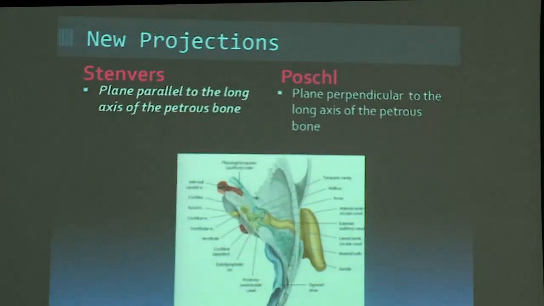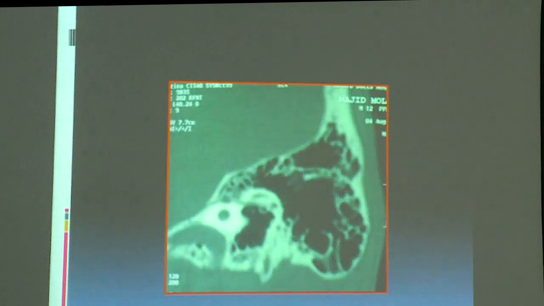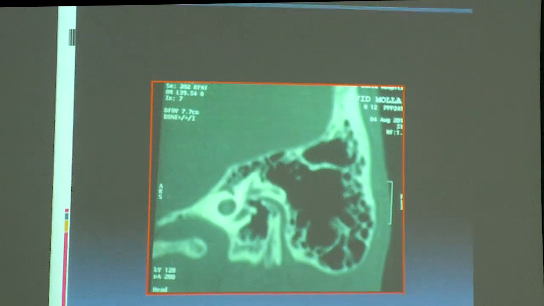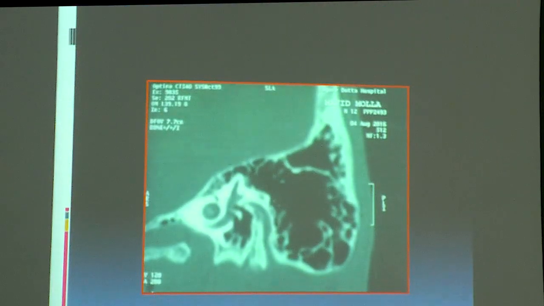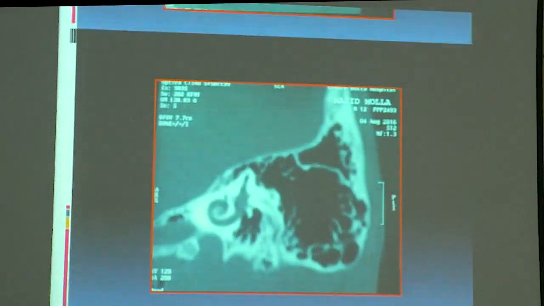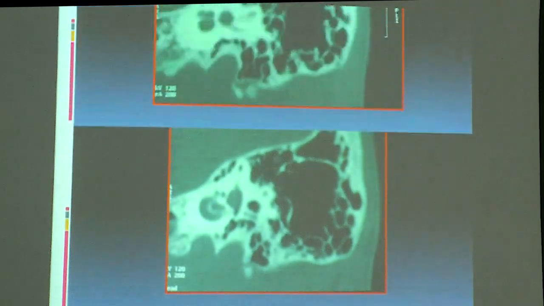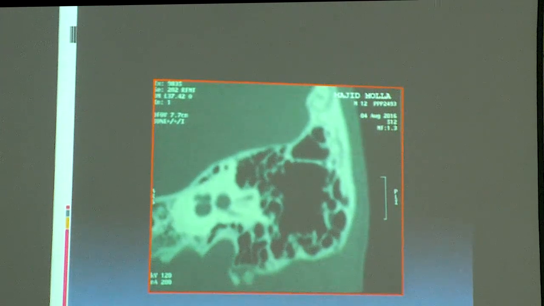I'll not bore you with the Stenvers and Poschels views. Just one slide I wanted to show you. This is the Poschl's plane, which is the sagittal reformatting. You can see the facial nerve very well here. One slide, just bear with me here.